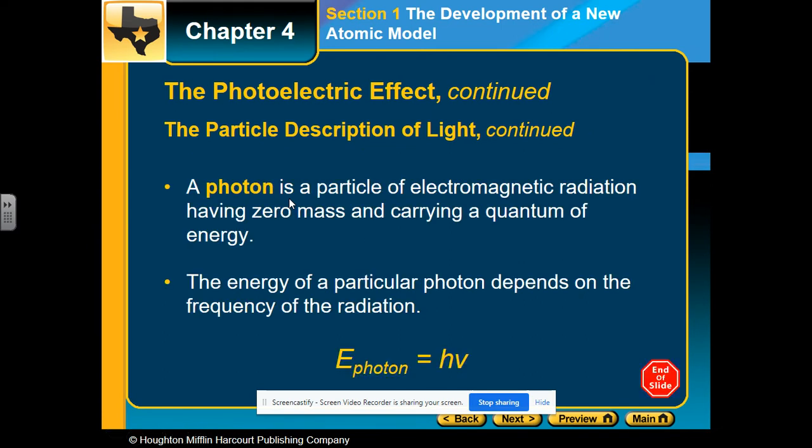Make sure you have the definition for photon. You don't have to write it down here. It should be in your vocabulary. But keep in mind, a photon is that particle. So we are talking about the particle description of light here. And a photon is that particle. It's basically a particle of electromagnetic radiation. Okay. It carries one quantum of energy.